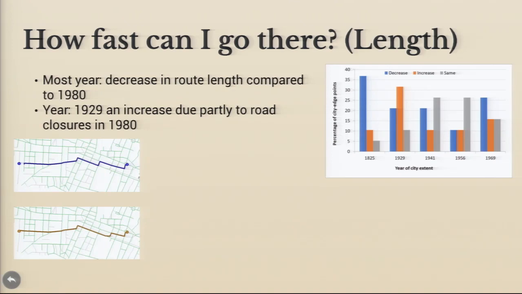How fast can I go there? Well, most decreased. This is normal. But me and Dr. Tran, we were just trying to figure out, wait, hold on, why is there an increase for the year of 29? And we had to go back and look at it. It's due to road closures. That's another thing I had to take note of when I was doing the information: how many times roads were either completely erased or closed for construction.